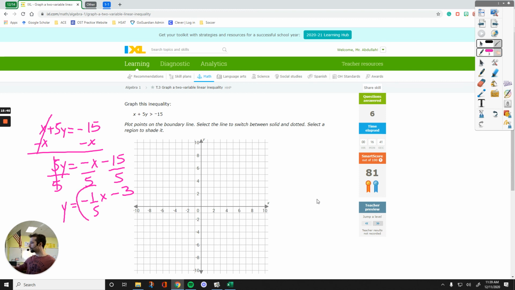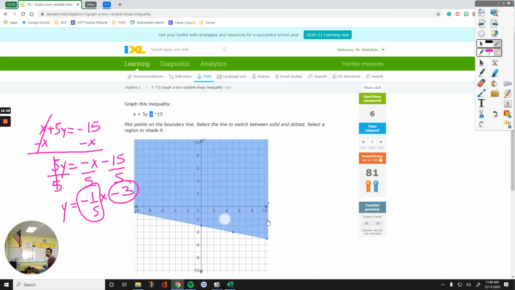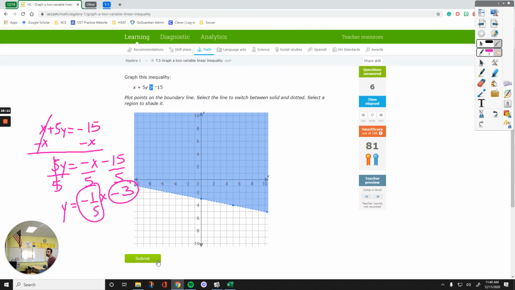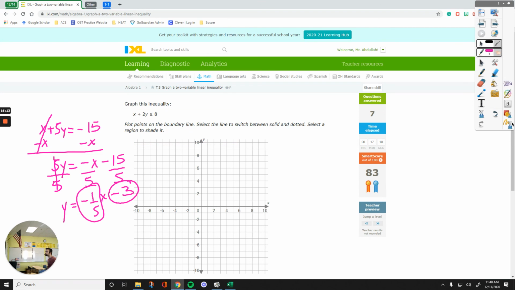So your slope is down 1, right 5, and then start from this point. Negative 3 is our starting point. Go down 1 and then right 5. Do we need a solid or dotted line? There's no equal, so turn it into a dotted line. And then it says greater than. When you get the y all by itself, your sign says greater than. So greater than means shade above your point, above your y-intercept. So that would be the answer to this question.